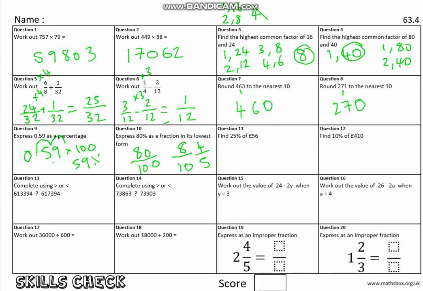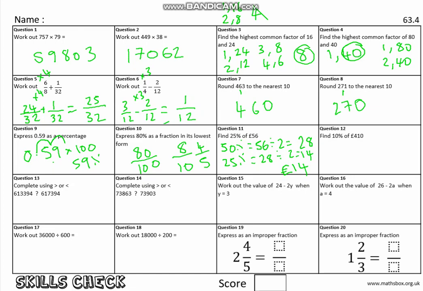Okay, so up next, they want us to find 25% of this number. So 25% is just half and half again, because half is 50%. So if I want to find 50%, I would do 56 divided by 2, and that would equal 28. But then if I want 25%, I've just got to halve it again. So I take my 28, I divide it by 2, and I get 14, okay? So that would be my answer. It would be £14.